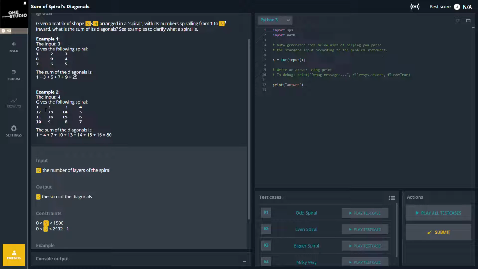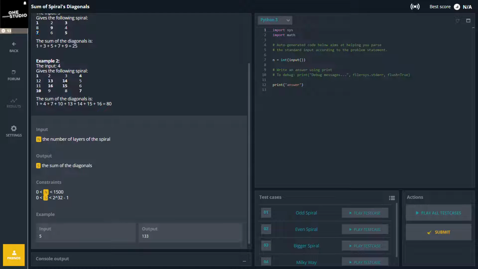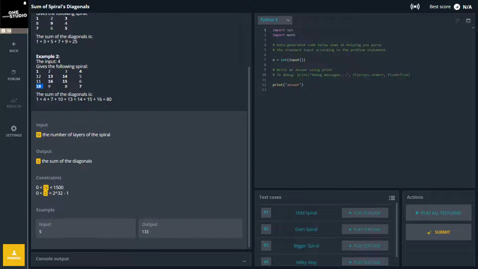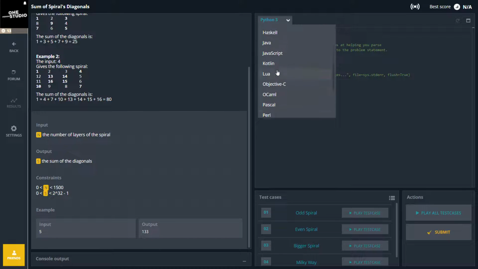So you can see the diagonal right here. Let me highlight that actually. So right here, here, here. For example 2, right here, right here, and this one. I'm not going to do Python, I'm going to do C++.